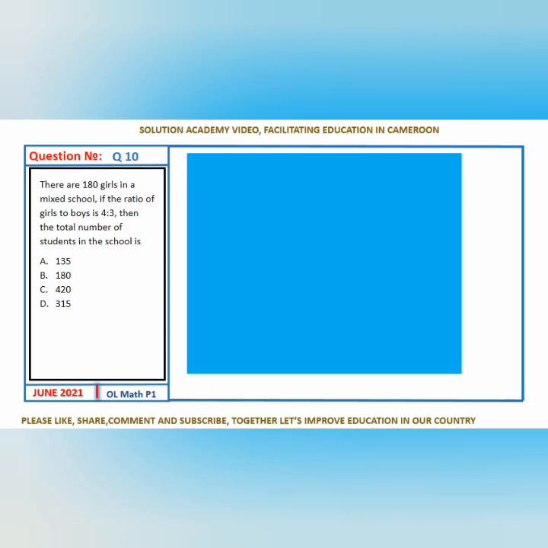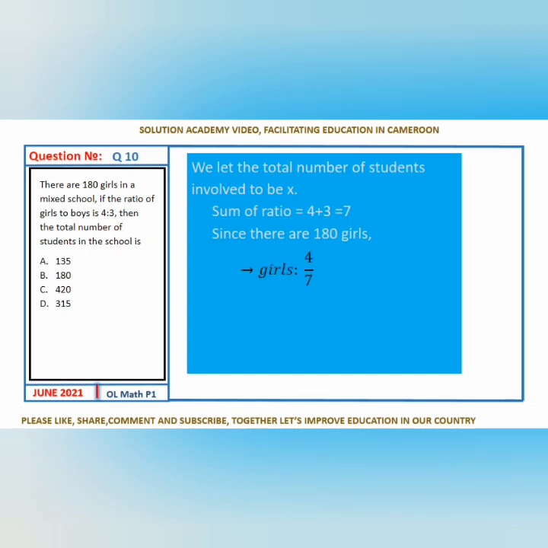So to solve this question, we have to begin by letting the total number of students involved to be X. That means the number of girls plus the number of boys to be X. Next, we have to look for our sum of ratio, which is just 4 plus 3 equals 7. Now, since there are 180 girls, the number of girls will be given by 4 on 7 times the total number of students in that mixed school, and that should give us 180 as the portion occupied by the girls.